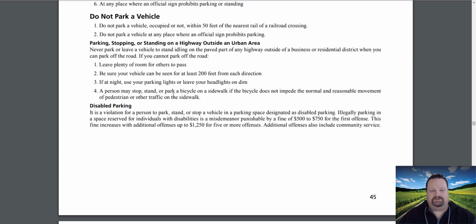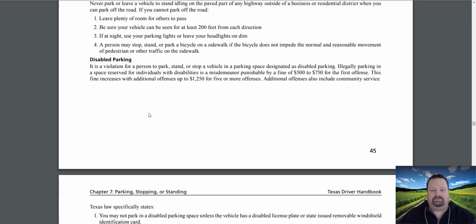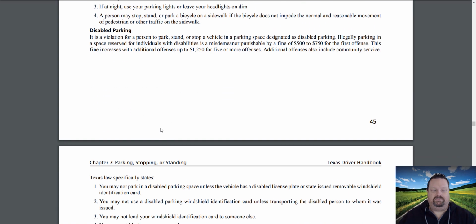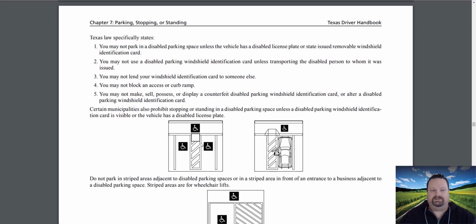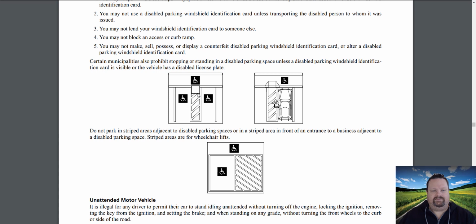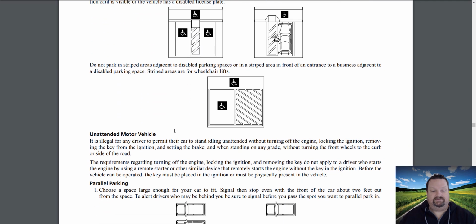A person may stop, stand, or park a bicycle on a sidewalk if the bicycle does not impede the normal or reasonable movement of a pedestrian. So you don't want to park your bike on a sidewalk in a manner that keeps people from walking down that sidewalk. And of course, disabled parking: you must have a handicap sticker in order to park in a disabled parking space. So just be wary of that. If you don't have a disabled parking sticker, don't park there. If you feel like you need to park there because you are disabled, then get that disabled parking sticker so you don't have any issues getting tickets.